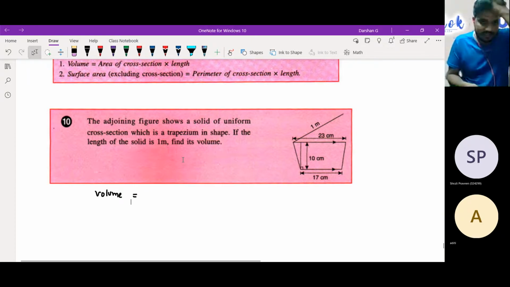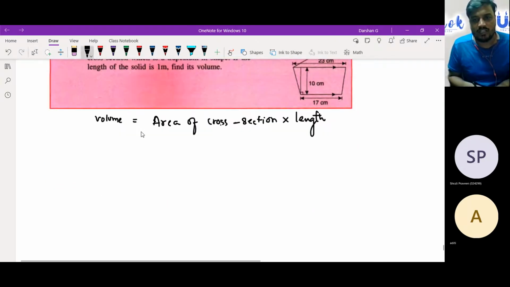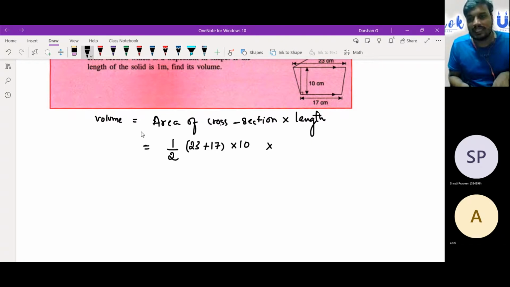Okay. Volume is equal to area of cross section times length. Please use this formula. What is the area of cross section? What is the area of a trapezium? If you don't know, please learn it. Half into sum of parallel sides into height. So this is the area of cross section. Whatever answer you get, that is into the length, which is 1 meter, and we are writing it as 100 centimeter.